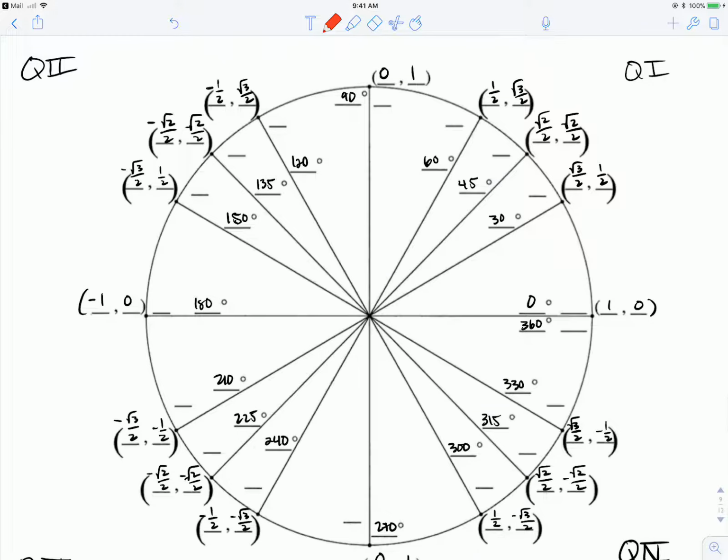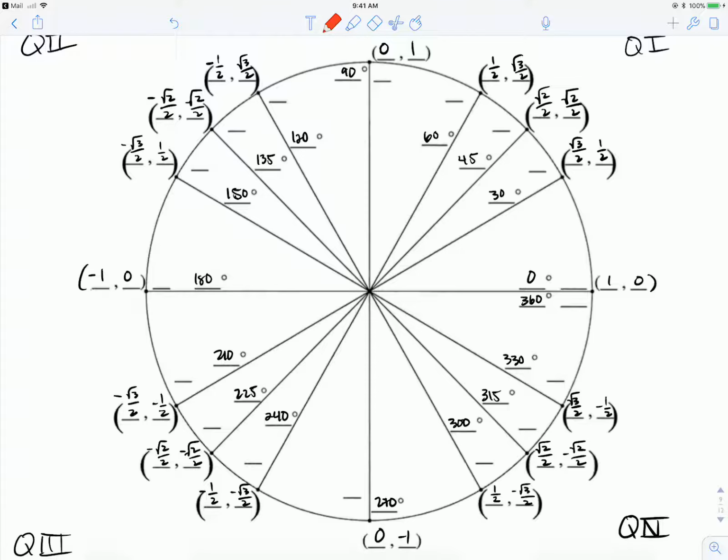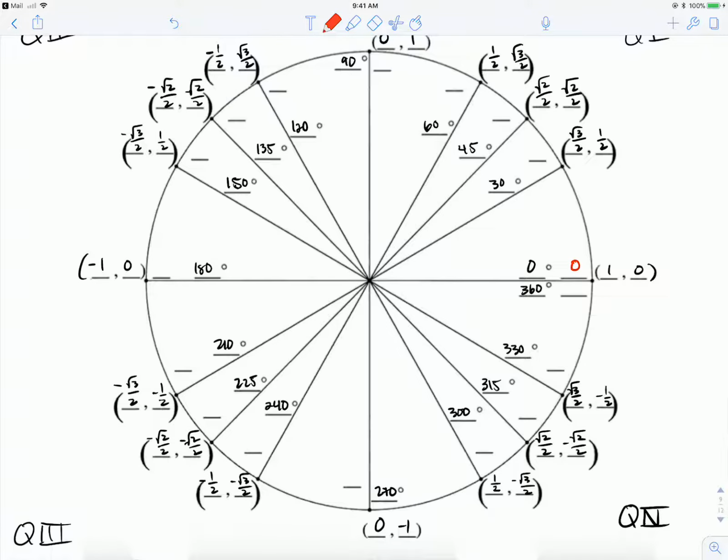So now we're going to fill in the remaining portion of the unit circle, which is angle measure in radians. So 0 degrees is equivalent to 0 radians. 360 degrees we just proved is equal to 2 pi radians. So a half rotation would be equal to pi. Okay, so that's just half rotation is pi.